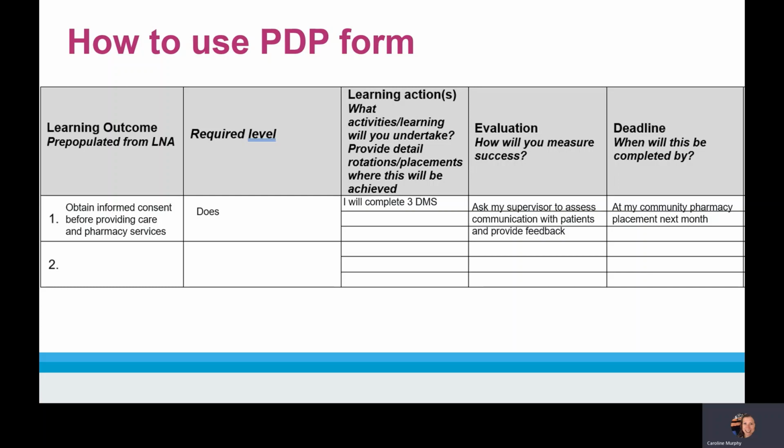Please note that the trainees can do more than one activity to meet the learning outcome. This is just one example. The trainee would then complete the personal development plan with the other learning needs that they have identified.